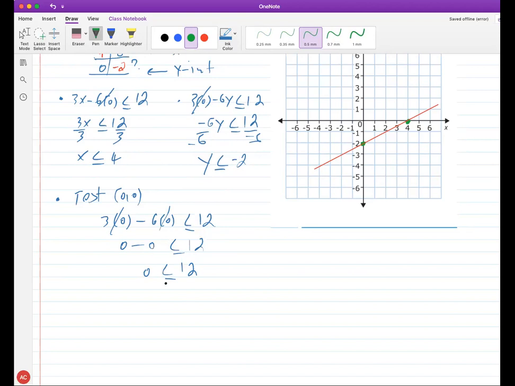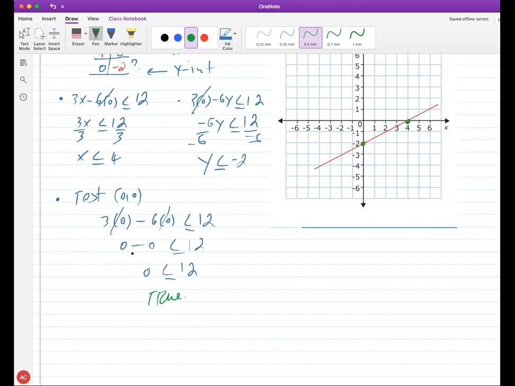Is this statement true? No. Why not? Is 0 less than 12? Doesn't the sign have to change? No, the sign doesn't change. Only if you divide. If you divide both sides by a negative.